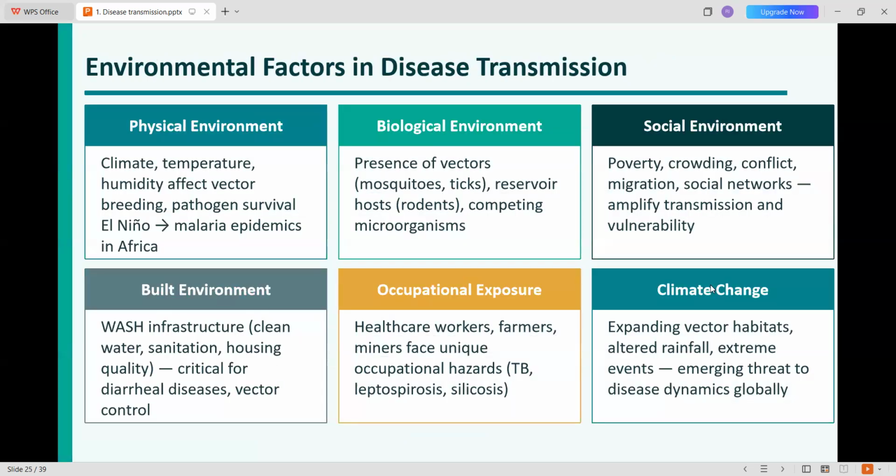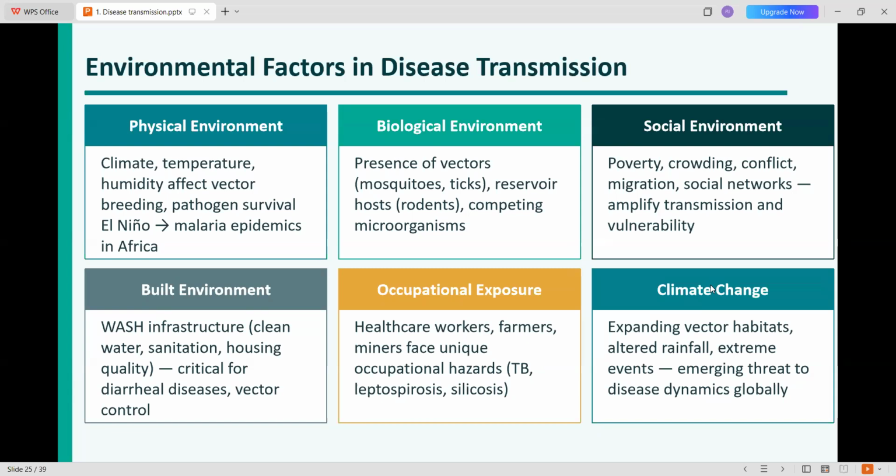Next is the environmental factor in disease transmission. Physical environment, climate, temperature, humidity affect vector breeding and pathogen survival. Biological environment includes presence of vectors like mosquitoes and ticks, reservoir hosts, competent microorganisms. Social environment includes poverty, crowding, conflict, migration, social networks, which amplify the transmission and vulnerability. Built environment, WASH infrastructure, clean water, sanitation, housing quality, critical for diarrheal diseases and vector control.